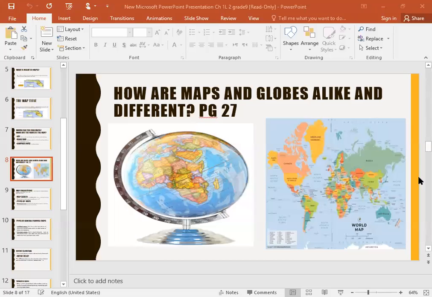They both are visual representations of Earth. Please state the differences only. Okay. Globes are round representations of Earth. They're like a ball, and they're more accurate in locations and sizes. Maps are flat, and they're not as accurate as globes.